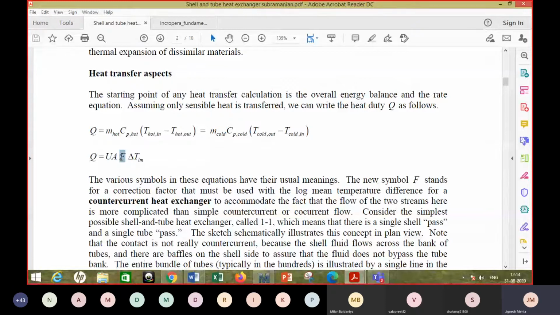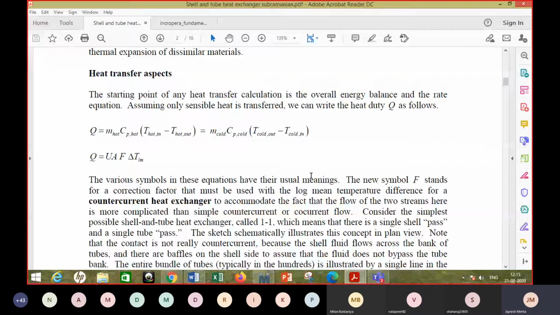That is, the maximum value of F is 1, so it may be quite close to 1 if it is a well designed shell and tube heat exchanger, but still the F value will never be equal to 1. It will be generally less than 1. So you have to find this correction factor in the case of a shell and tube type of heat exchanger.